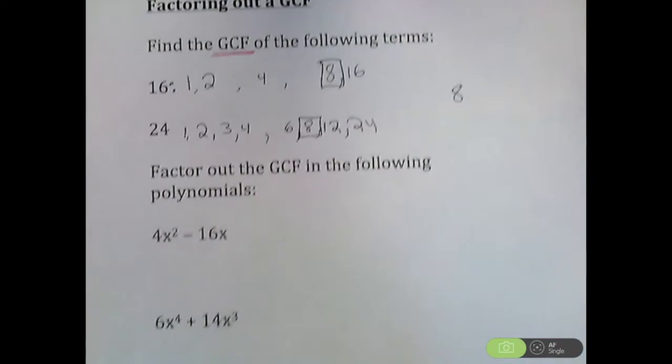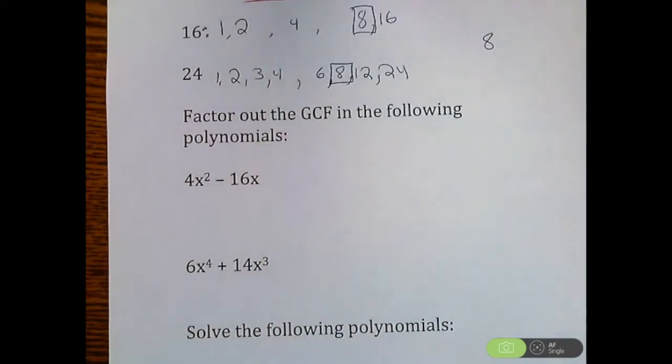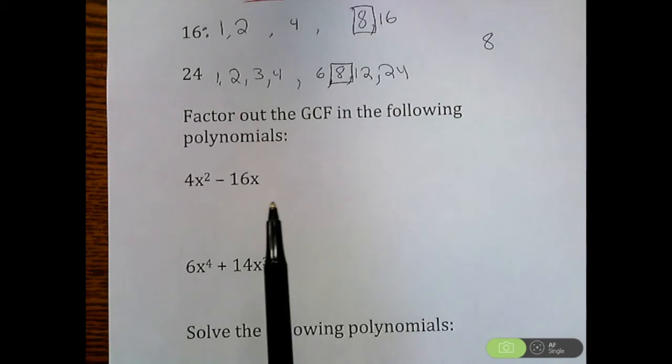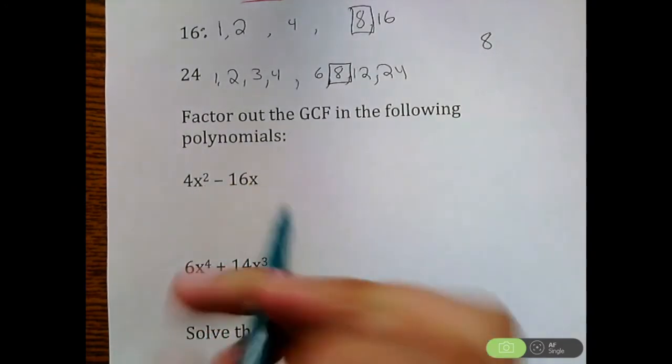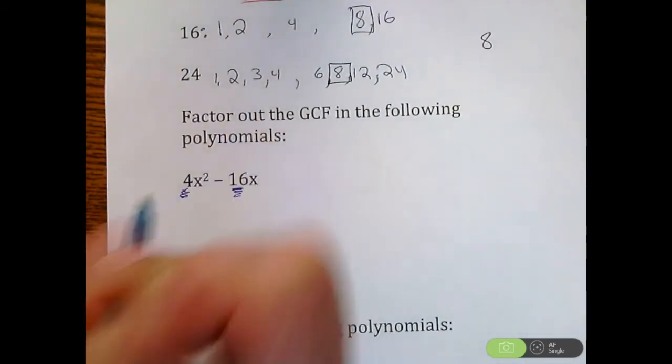Now we're going to take this and we're going to apply this to Algebra 1. So we're going to factor these polynomials. So we're diving into factoring here. So I need to factor out the GCF in the following polynomials. I'm someone that likes to take things piece by piece. So the first thing I'm going to do when I look at this is I have two terms here. I have a 4x squared over here and a negative 16x over there. I'm going to start by looking at the numbers only, so 16 and 4.